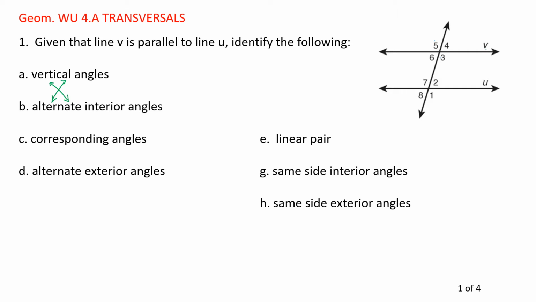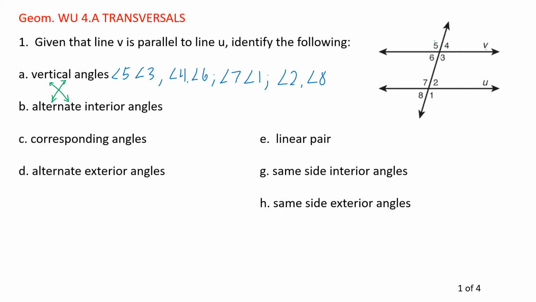I mean 5 and 3, 4 and 6, 7 and 1, 8 and 2. Those are all vertical angles on opposite sides of an X.